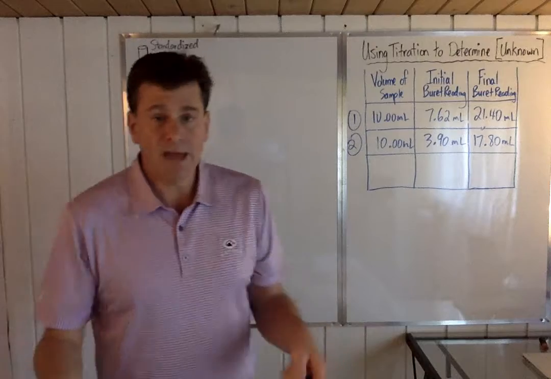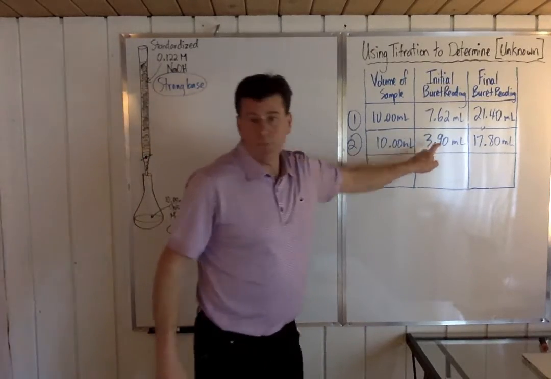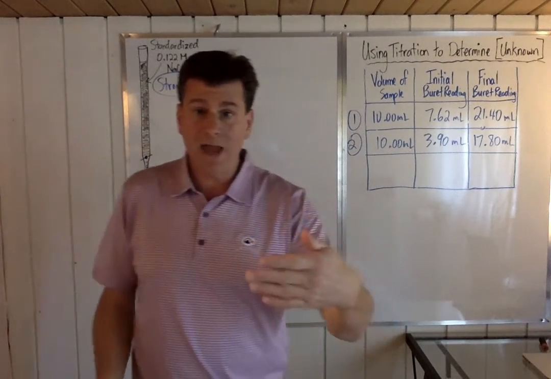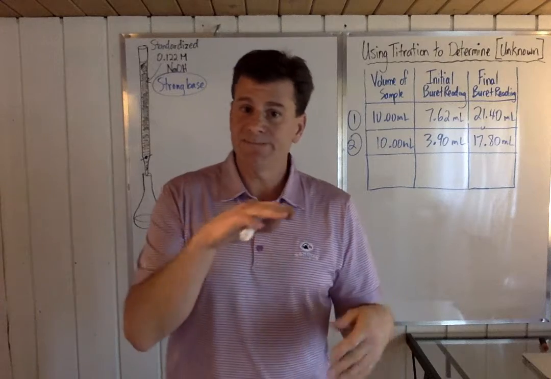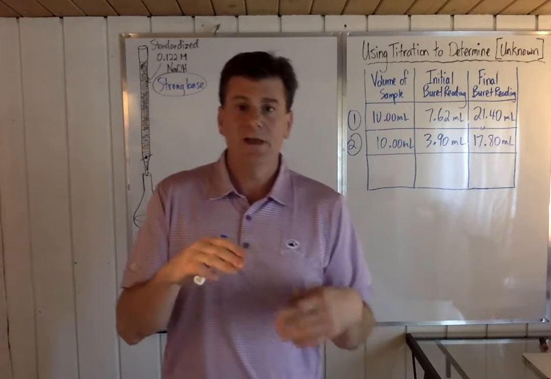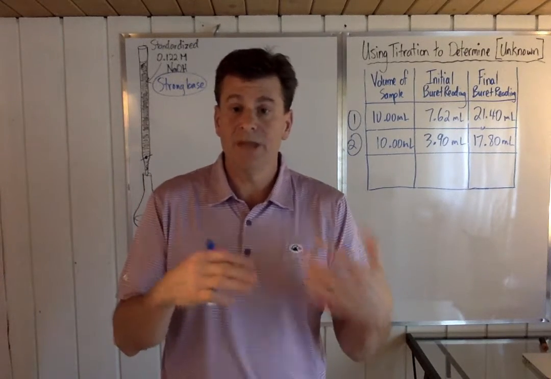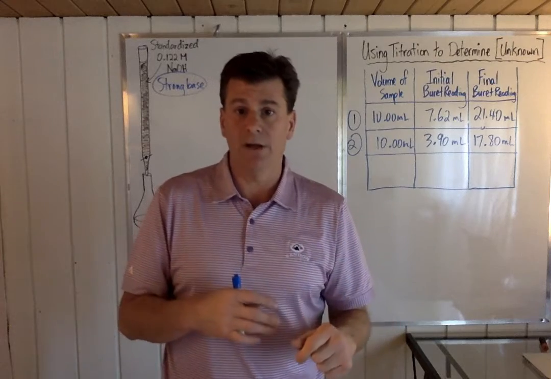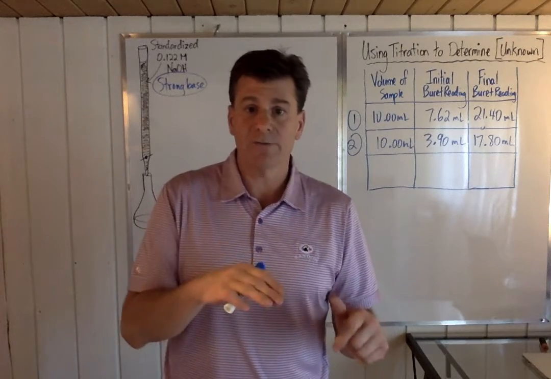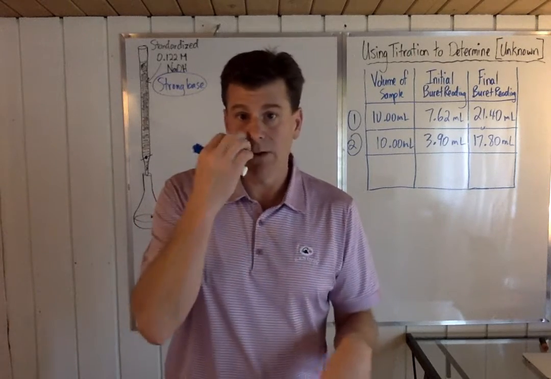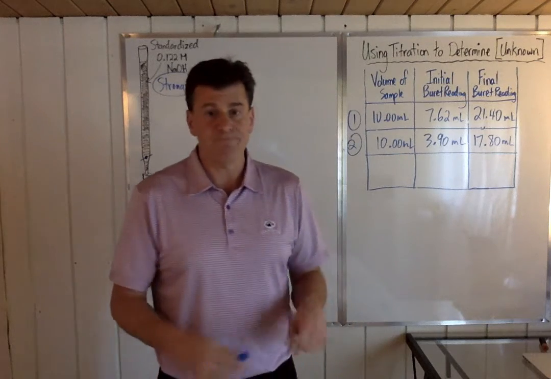Notice that I'm putting the 0.0 on all of those values. That must mean that, for example, this one, 3.90, that means when I read it, the meniscus was smack on the 3.9 increment, but it had to be measured to the 1/100th of a mil. So it's right smack on the 3.9. I added the 0 to make the proper level of precision.